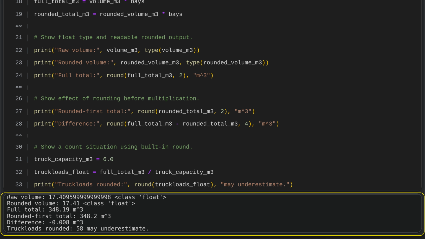This script shows how rounding affects engineering calculations. It computes a concrete slab volume precisely, then rounds it for readability, and compares totals based on the precise versus rounded value. The example shows that rounding too early can change the final volume, and that rounding truckloads to a whole number can underestimate what is actually needed. The main lesson is that rounding improves clarity, but it can also affect accuracy and practical decisions.